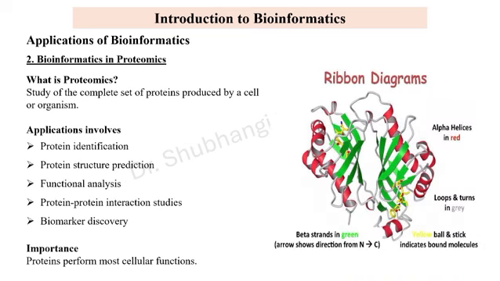The second major application is proteomics. Proteomics is the study of all proteins produced by a cell or organism. Bioinformatics assists in protein identification, protein structure prediction, functional analysis, protein-protein interaction studies, and biomarker discovery. Since proteins perform most biological functions, understanding them is critical for biology and medicine.